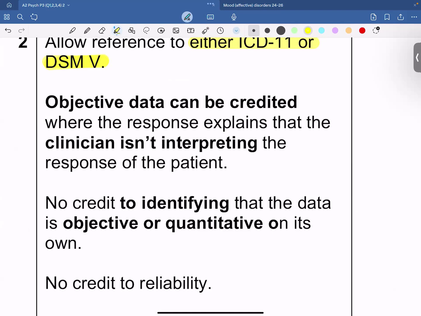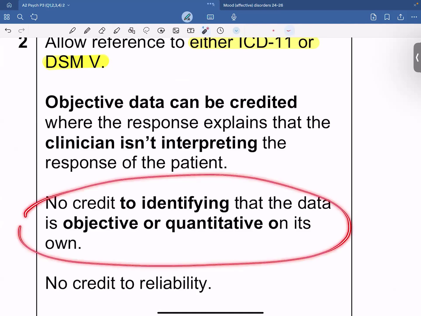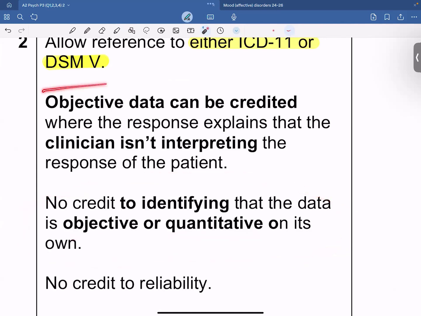There isn't much interpretation required from the patient's end, because remember we had the scoring criteria where I used the word operationalization, which is already available. There is another point: no credit to identify that the data is objective or quantitative on its own. By just writing down the data as objective or quantitative, it doesn't really help you. You need to explain how it is objective, right? So focus on the how part here.